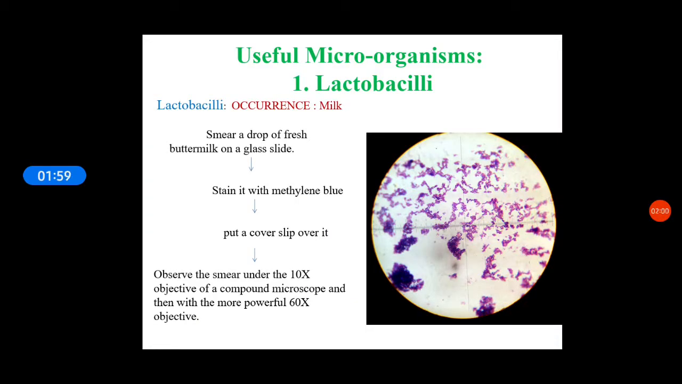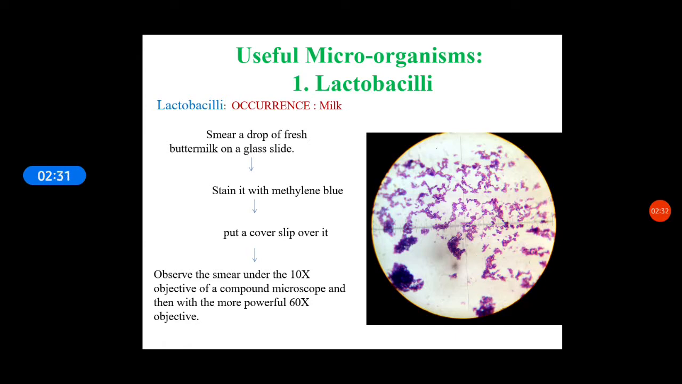So let's understand in detail about the first useful microbe, that is lactobacilli. Lactobacilli is one of the important microbes involved in the food industry and found in milk naturally. We can observe lactobacilli under a compound microscope by using the following steps. First, smear a drop of fresh buttermilk on a glass slide. Smear means spread the liquid and let it dry.